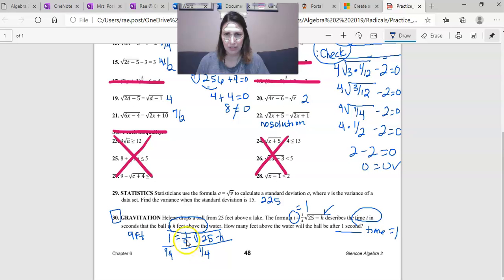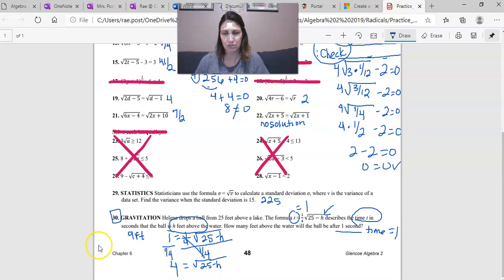And so whenever you do that, those are going to cancel. Your right side is going to be the square root of 25 minus h. I'm going to simplify out really quick because you're just going to square both sides. So if you have 1 divided by 1/4, which is 0.25, it's just going to give you 4.